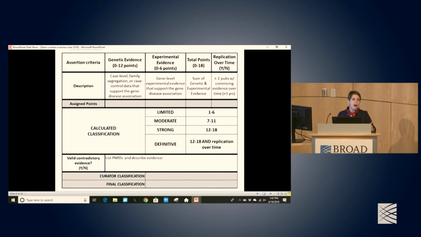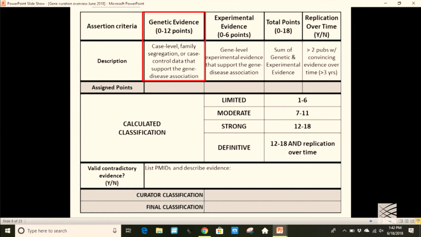So in order to arrive at one of those classifications, we've got this scoring matrix here. And as part of this, we consider both genetic and experimental evidence. For our purposes, genetic evidence refers to case-level family segregation or case control data that support the gene disease association, while experimental evidence refers to gene-level functional information that supports that gene disease relationship.